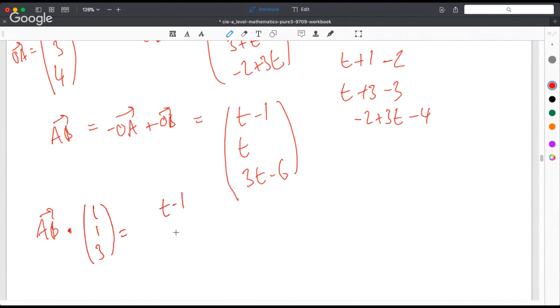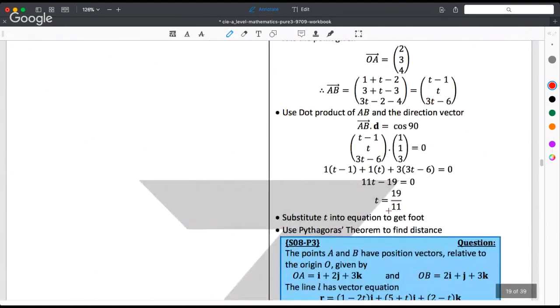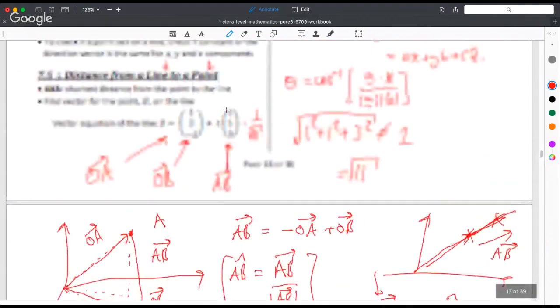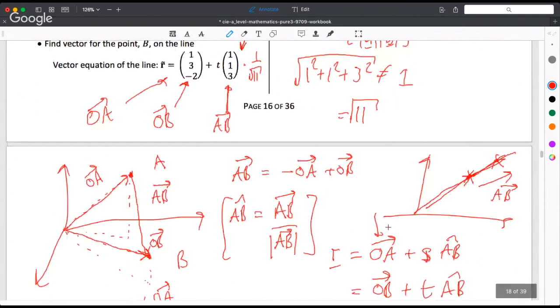Okay, so we get T minus 1. When you do the dot product, you always get a number. So this should be T minus 1 plus T plus 3 times 3T minus 6. And if we just solve this equation, we get T equals 19 over 11, but this isn't the final answer, okay? This is our value of our parameter. We need to put this into the equation, and that gives us the actual point that's closest to the line.